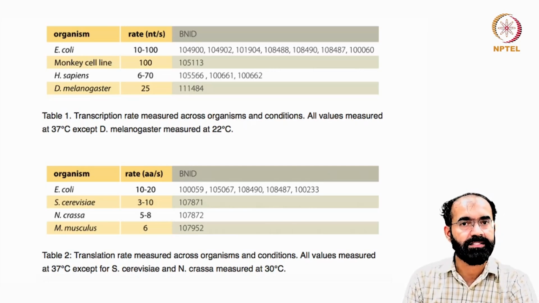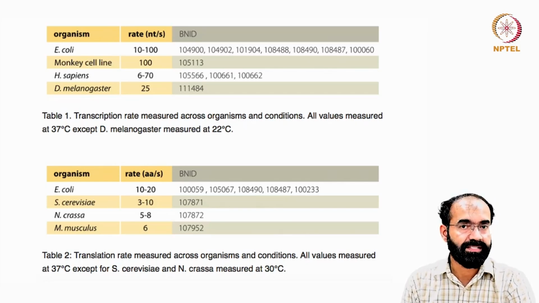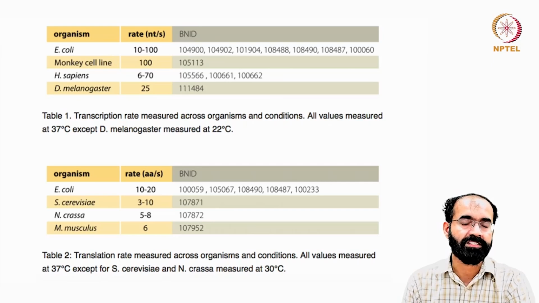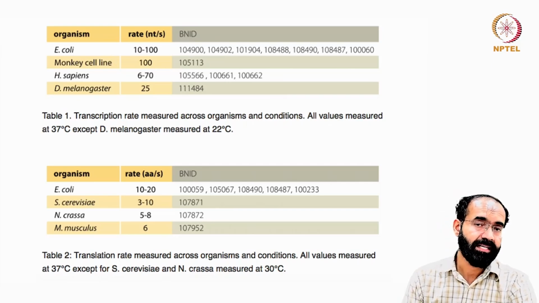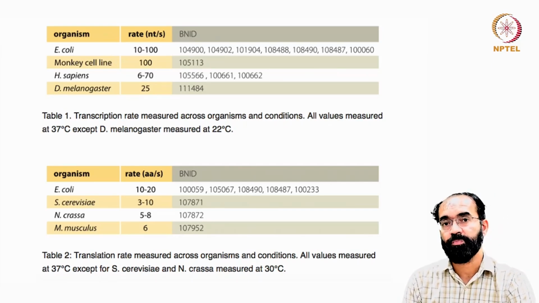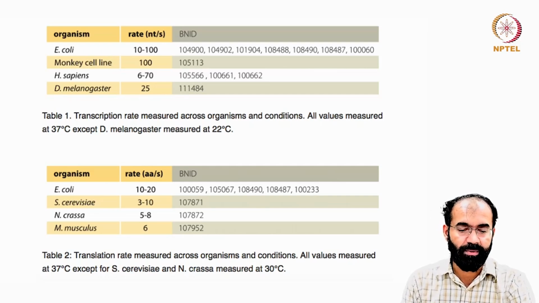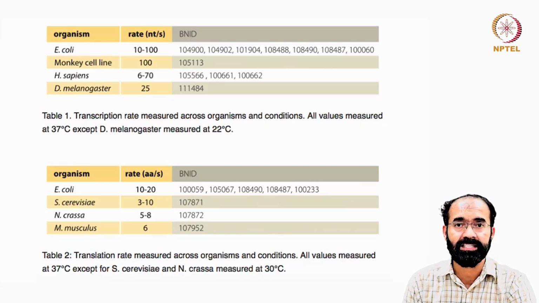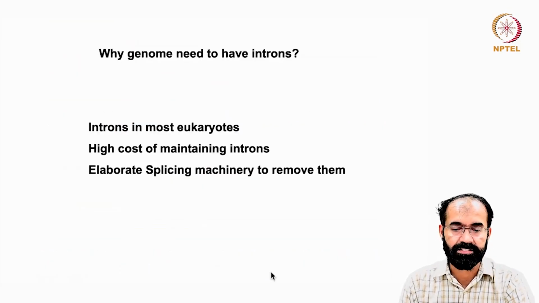Of course, it varies depending upon which cell you are talking about, like whether you are talking about liver versus brain, etc. That can also influence the rate of production of protein from a given cell. So the translation rate is measured across organisms and conditions, all values measured at 37 degrees Celsius. In Saccharomyces cerevisiae and Neurospora crassa, it is done at 30 degrees Celsius.